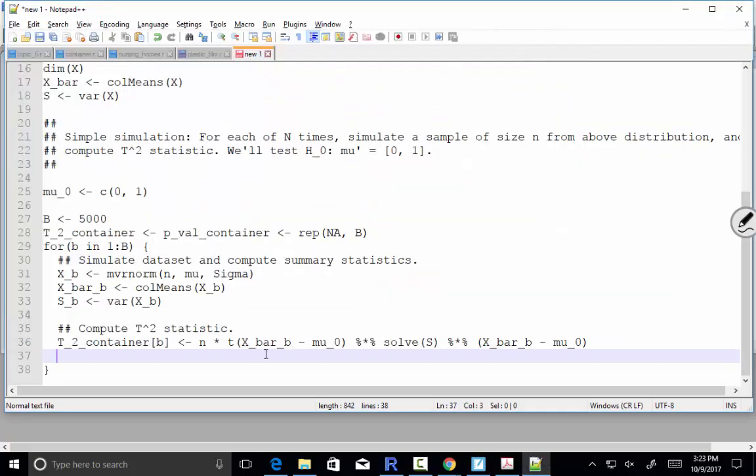So over here, my p-value is 1 minus pf, and now I want n minus p over n minus 1 times p, times the scaled t squared statistic, with p and n minus p degrees of freedom. Right tail probability.